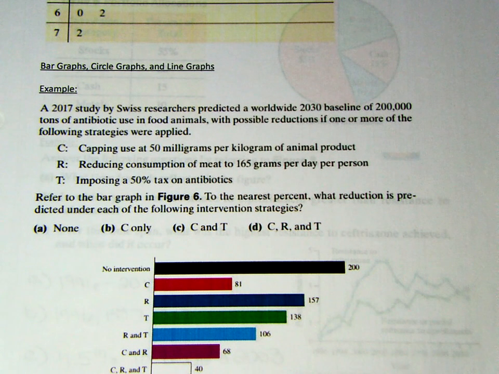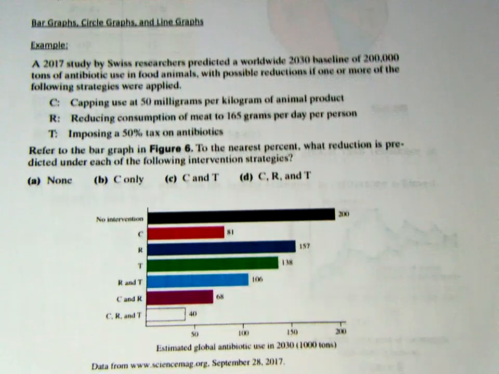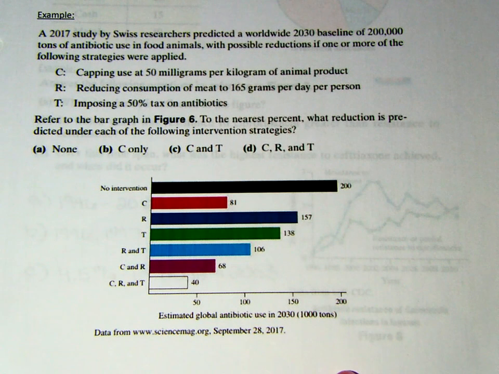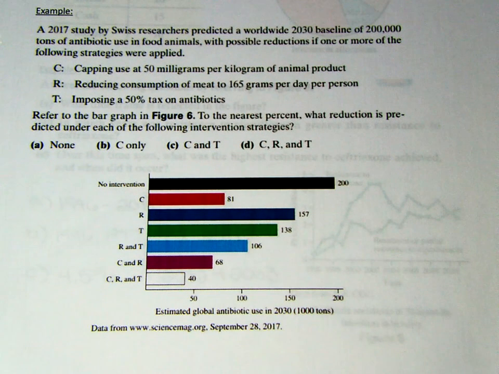So it says in a 2017 study by Swiss researchers, they predicted a worldwide 2030 baseline of 200,000 tons of antibiotics used in food animals, with possible reductions if one or more of the following strategies were applied. So basically what that just said is that if there's nothing applied, that by the year 2030, there's going to be 200,000 tons of antibiotics pumped into our foods that we eat. That's what they're finding out.